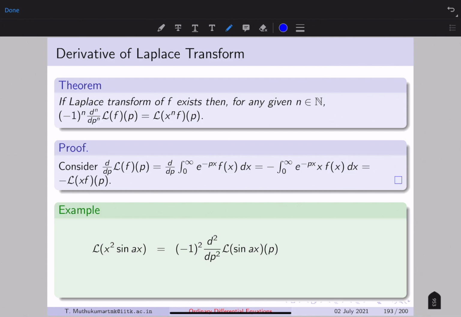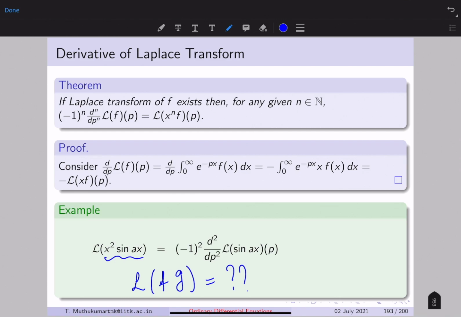So what's the advantage of these properties? You can compute the Laplace transform of some complicated functions, like the Laplace transform of x square sine ax. We have individually computed the Laplace transform of x square already. We have also individually computed sine ax. This is a product, and notice that so far we have said the Laplace transform is linear, but we have not said that it is multiplicative. We have not said any property about this.